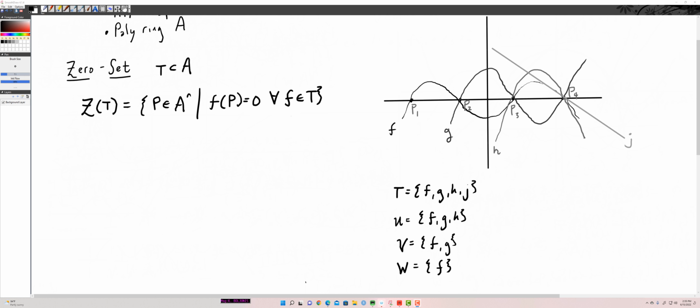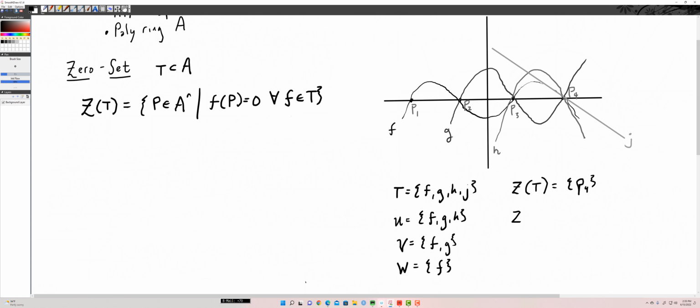So we're going to try to construct the zero set for each of these little subsets of functions that I've listed here on the left. We'll start with Z of T. The question I'm asking myself is which points of P1, P2, P3, and P4 do all of f, g, h, and j hit a 0? And I can see the only point for which that's true is P4, I'm sorry. Notice that I'm listing points in the affine space.